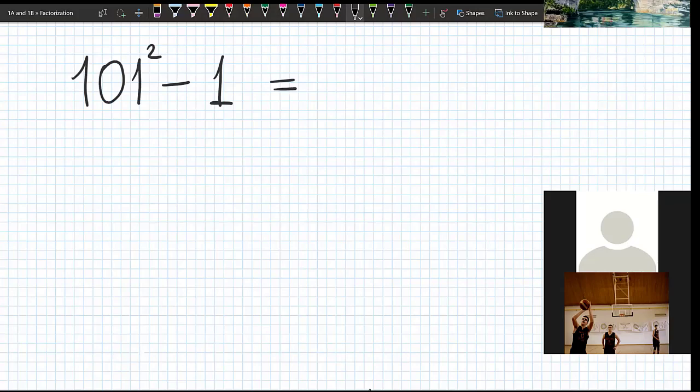Who will tell me the result? 101 square minus 1.